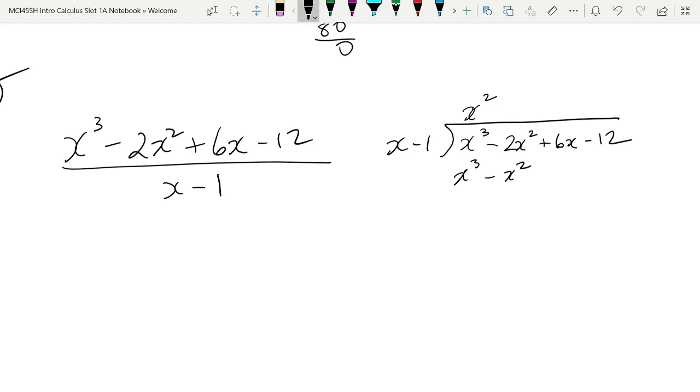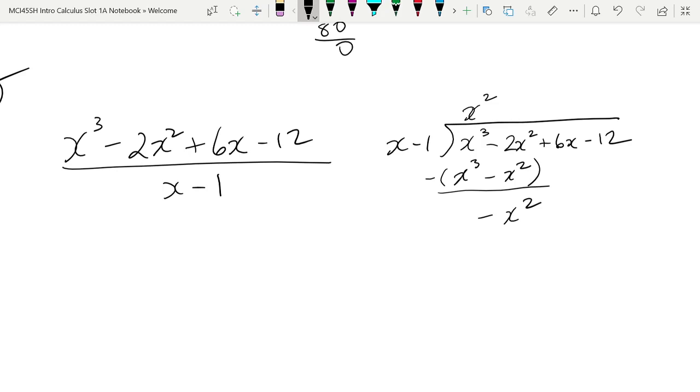Here's what I do to make sure I don't goof that up. I put a bracket around it. You'll notice textbooks almost never do that, but it's so easy to forget that you're subtracting this negative right here, and I don't want to forget that. So I have x cubed minus x cubed, and then I have negative 2x squared minus negative x squared, which is negative 1x squared.